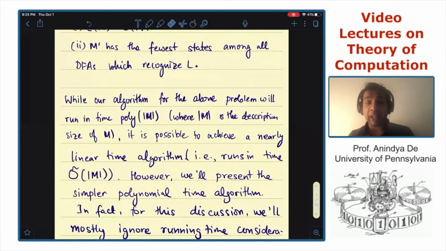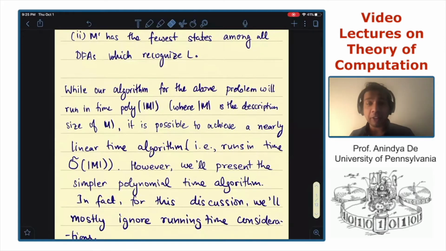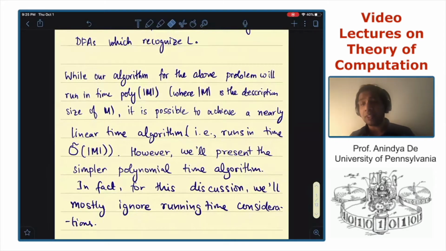So, while our algorithm will be efficient, for most of this discussion I will basically ignore any discussion of the running time. If you care about it, you can just go through the steps and you'll find out that the running time of our algorithm is polynomial in the description size of the DFA.